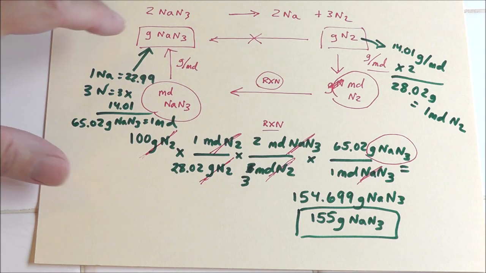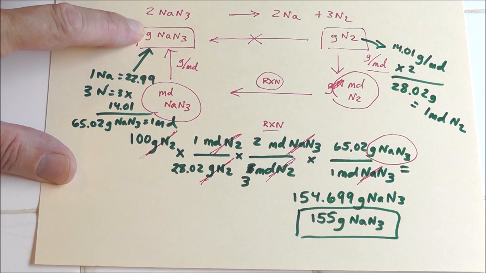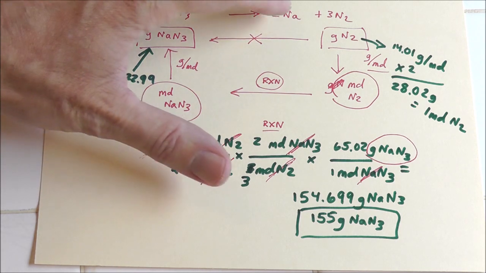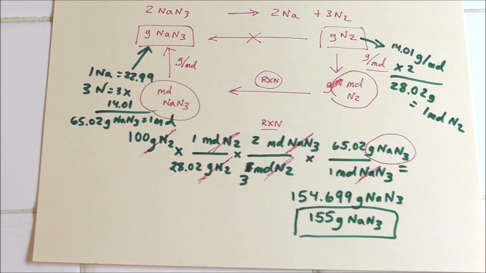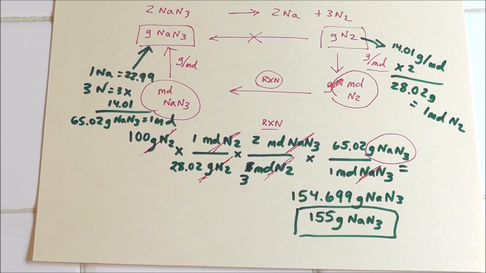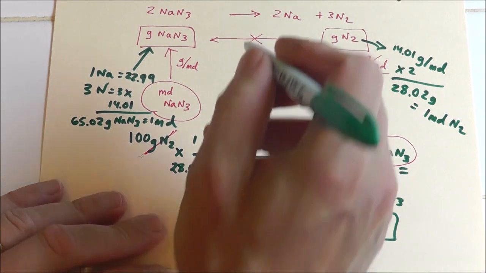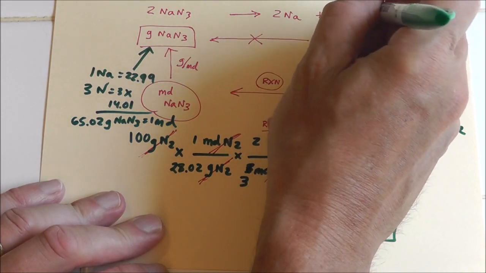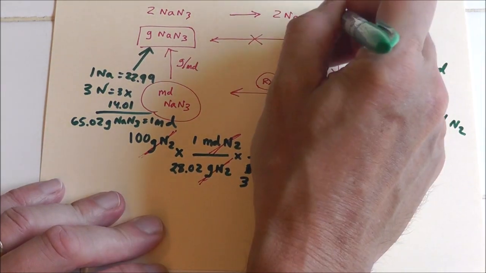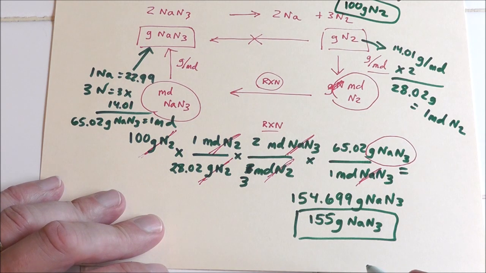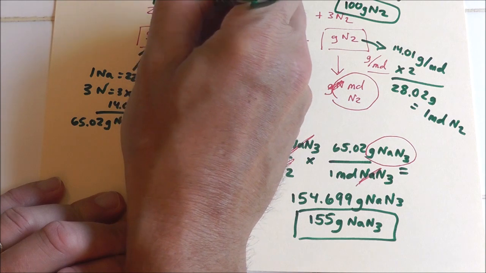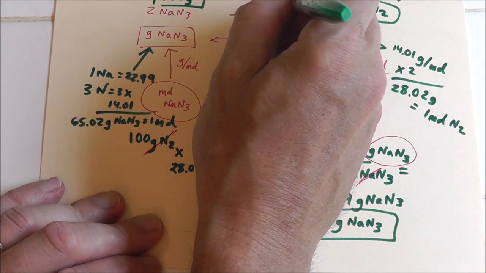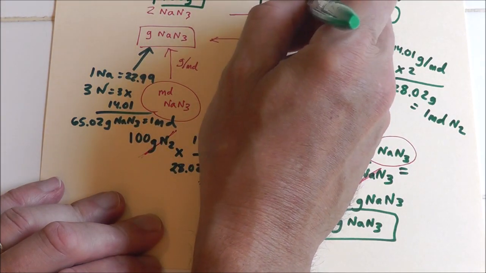I'll tell you what, it makes sense to me. I started with 155 grams of stuff. I need to end up with 155 grams of stuff. And as was given in the text of the problem, it's 100 grams of N2. How come we didn't get 155 grams like we started with? You probably answered that in your head already. That's because 55 grams was sodium.